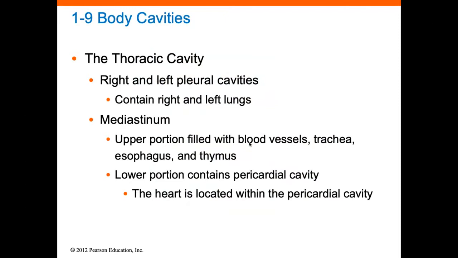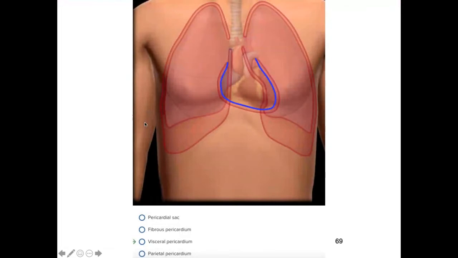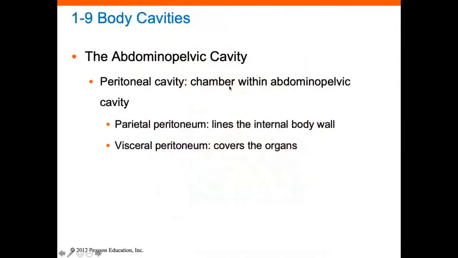Okay, so let's look at the word. There is the word mediastinum that I showed you earlier. So here, what is the highlighted region? Is it the pericardial sac, the fibrous pericardium, parietal pericardium, or visceral pericardium? That would be the visceral pericardium.